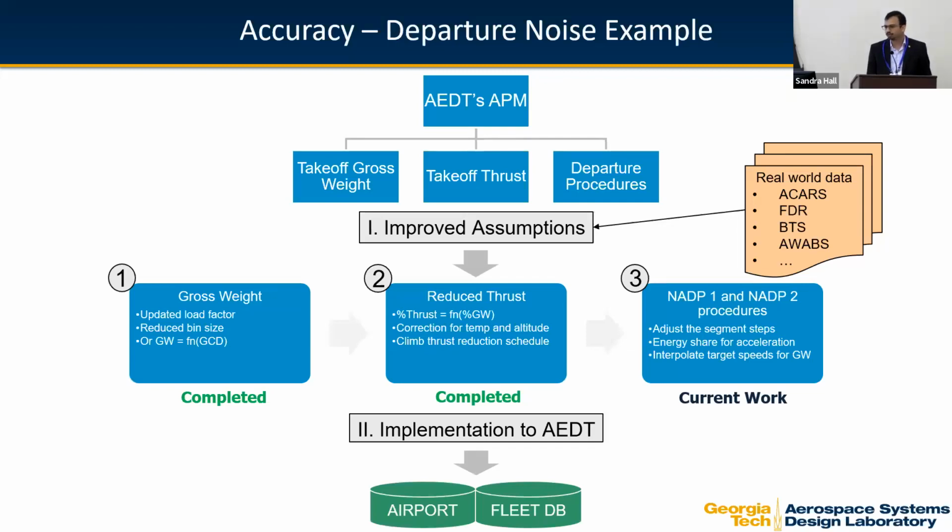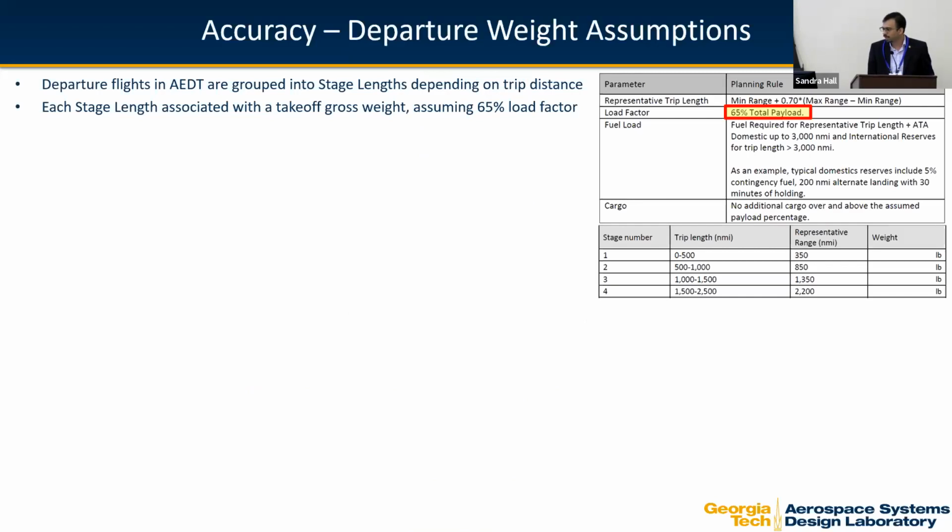So we have improved assumptions for the gross weight of the aircraft, the reduced thrust, as well as NADP 1 and 2 procedures. We've completed the first two. We're still working on the third one. And over the next few slides, I'll go into details as to how we went about these.